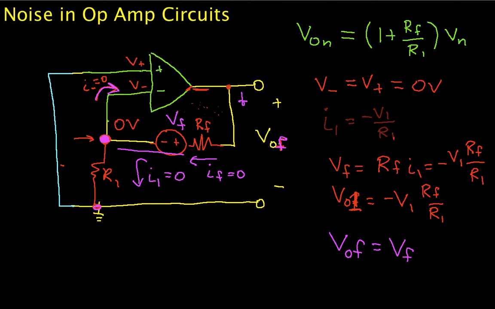Okay, this is part 3 of a sequence of videos describing noise in op-amp circuits. And in part 1 we introduced the models that we use to talk about noise in the op-amp itself and in the two resistors in this circuit. In part 2 we computed the noises at the output due to each of these noise sources.